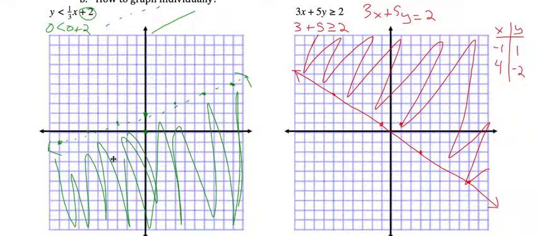When we get to class, we're going to talk about how to apply these to a system of inequalities. Instead of just graphing one at a time, we're going to be graphing two.